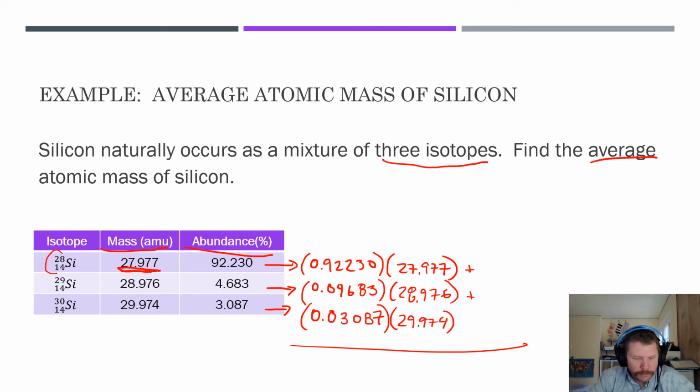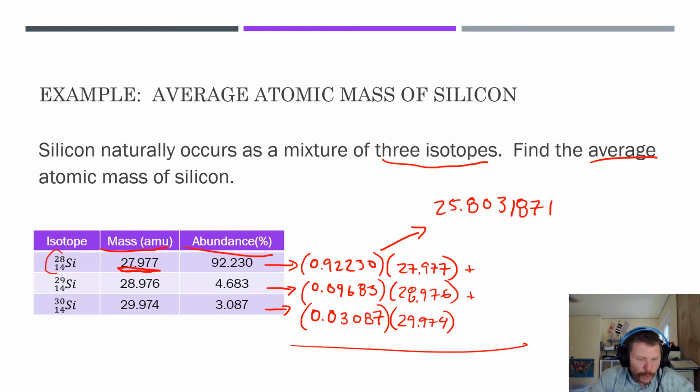I'm going to say 0.92230 times 27.977. That multiplies out to be 25.8031871. And remember what I said about significant figures while you're working through the process: I just include all my significant figures. But we will have to come back to significant figures after a little while.